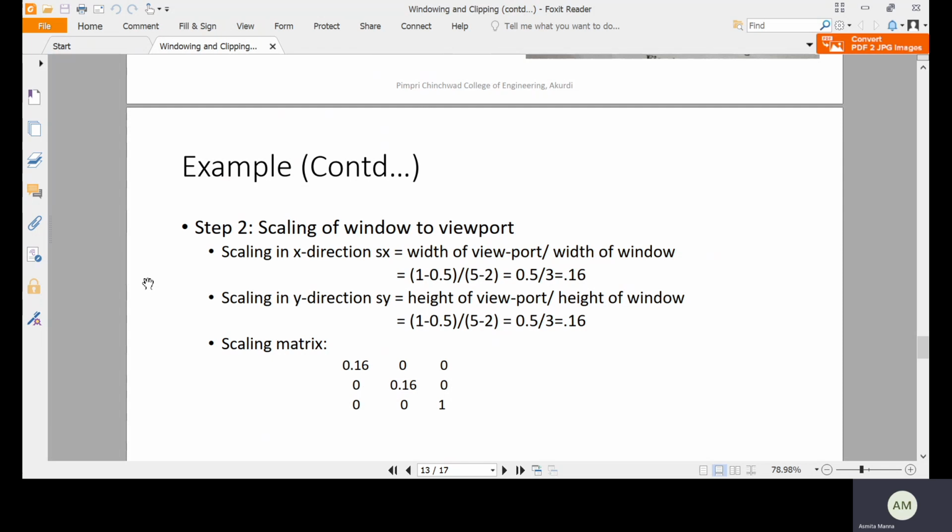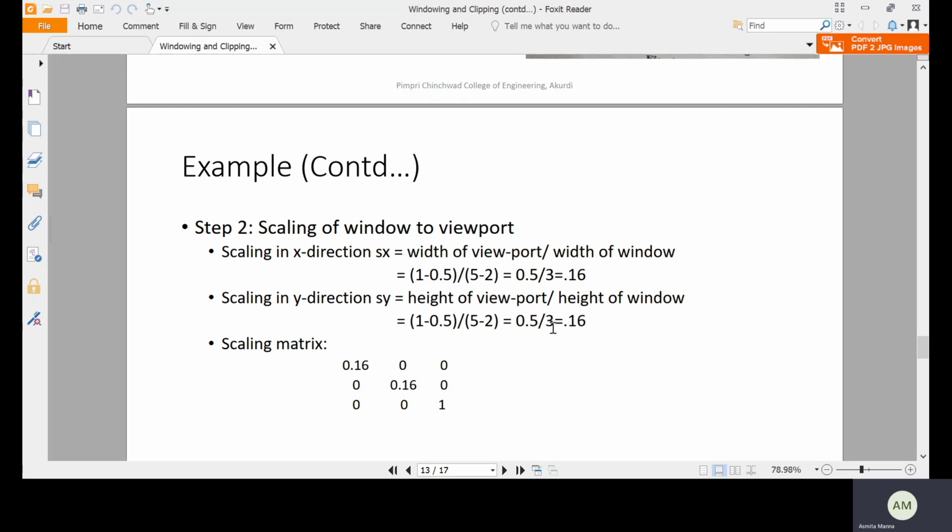What about the second matrix? Step 2 is scaling of window to viewport. Scaling in x direction, sx, is the width of viewport by the width of window. That means (1 minus 0.5) by (5 minus 2), which equals 0.5 by 3. The value will be 0.16. Similarly, scaling in y direction, sy, equals the height of viewport by the height of window. So (1 minus 0.5) by (5 minus 2).